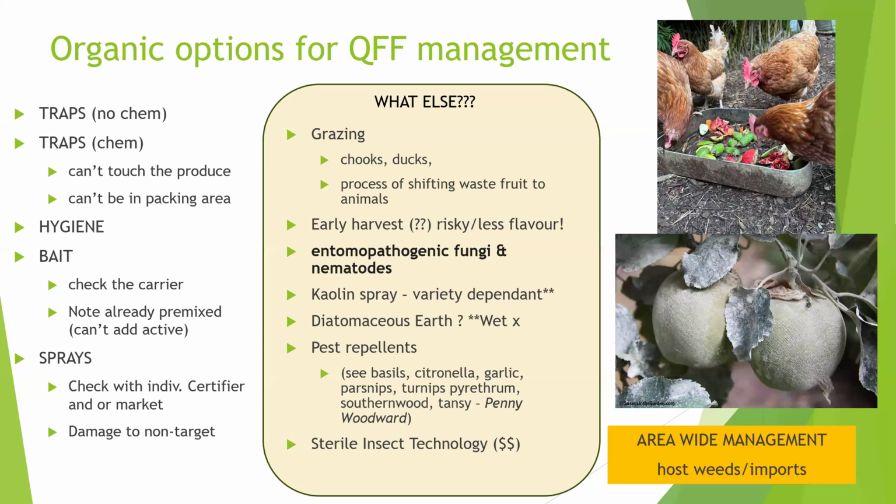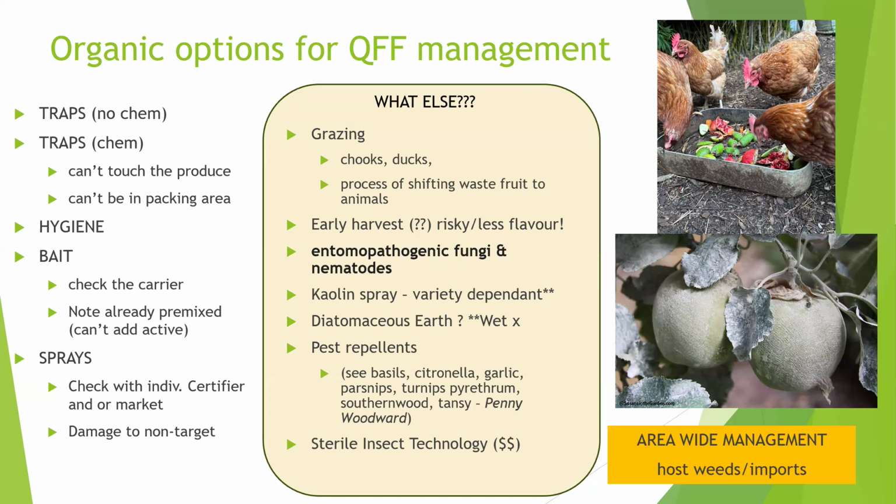With sprays, some people would like to use an organic spray. Keep in mind that the only organic spray that I know of that's registered for Queensland fruit fly is a broad spectrum insecticide, and it will kill the good bugs as well. So be careful of that damage to non-target insects. You can incorporate chooks or ducks, but chooks are particularly clever at finding fruit fly because of the shape of their beak and their tendency to scratch around and find that pupae. Be careful with the process of shifting waste fruit to animals. Make sure you don't accidentally infest a new area.